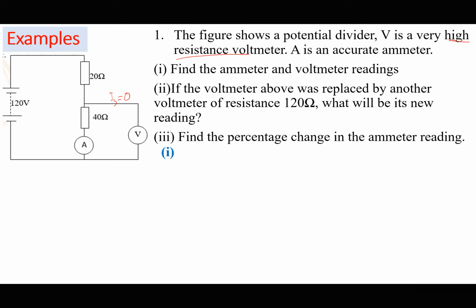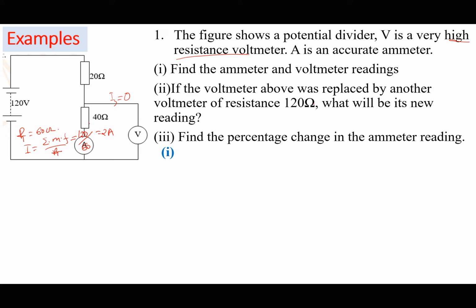So first of all, to find the ammeter and voltmeter readings, I want you to notice that since no current goes through the voltmeter, these two resistors are in series. If they are in series, their total resistance is going to be equal to 20 plus 40, which is equal to 60 ohms. So if I want to find the current, remember the current is equal to the e.m.f divided by total resistance. So the e.m.f is 120, total resistance is 60, so the current is going to be equal to 2 amperes.